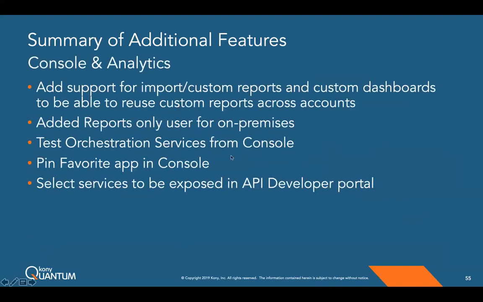We have also added the ability to test orchestration service from console. And we know you have a lot of apps sometimes in the console, and you want to ensure your favorite apps are at the top. So now you can pin any app as favorite, and that will be stuck at the top of your app page in console. And you can also select what API services are to be exposed in an API developer portal.